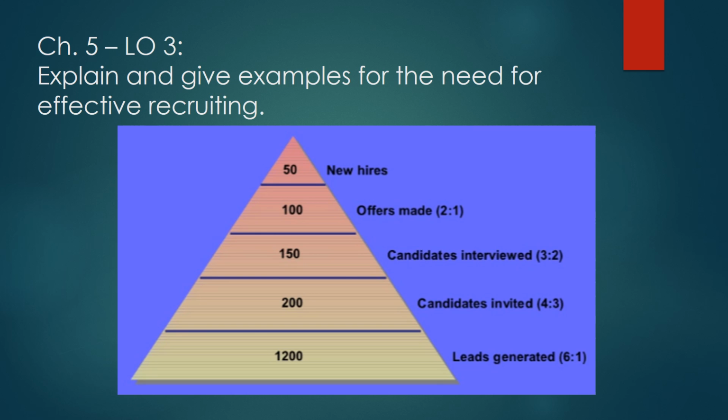Well, the pyramid uses historical ratios on conversions through the hiring process to give us the number. The historical data for this organization is that 1 out of 2 offers are accepted. 2 out of 3 interviews result in an offer. 3 out of 4 candidates accept an invitation to interview. And 1 of 6 leads are typically invited in for an interview. So by applying those ratios to our need for 50 new hires, we now know we need to generate 1,200 leads to yield our 50 new employees.